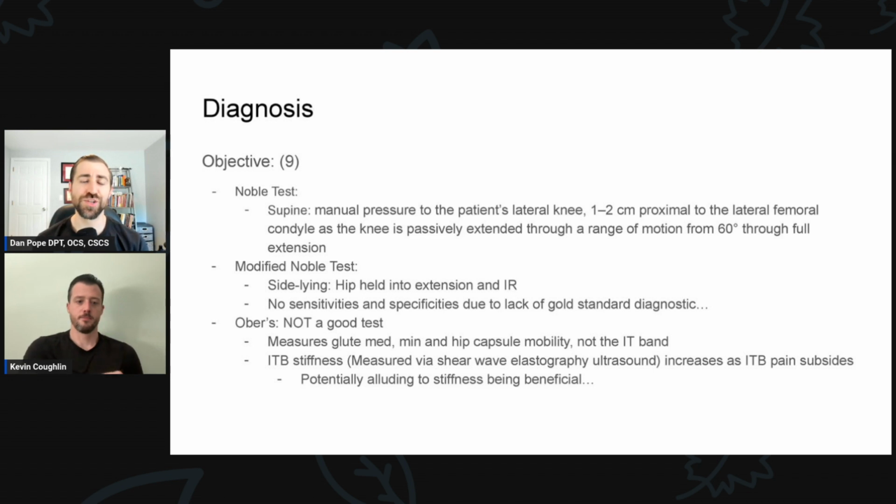How about from an objective sense? Any tests you definitely need to do? So there's a couple that you'll see in our medical literature. I think the first of which is going to be the Noble's kind of compression test.